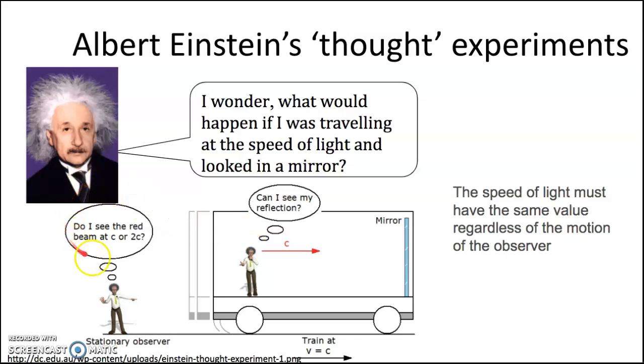And as far as the stationary observer is concerned, do they see the speed of light at 3 times 10 to the power 8, or double that because the light is travelling at light speed in a train travelling at light speed? Yes, your brains are hurting already, I can tell. The key thing is the speed of light is the same regardless of the motion of the observer. Any observer observes the speed of light as being 3 times 10 to the power 8. So in fact, in this case, Einstein would have seen his reflection.